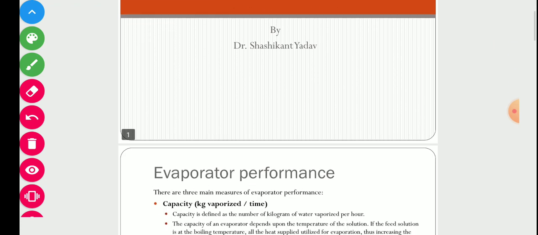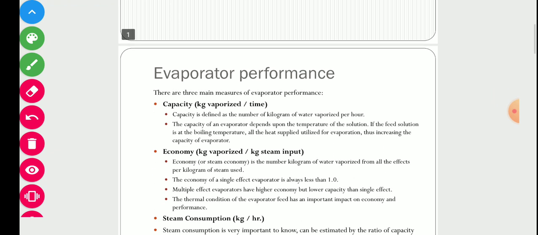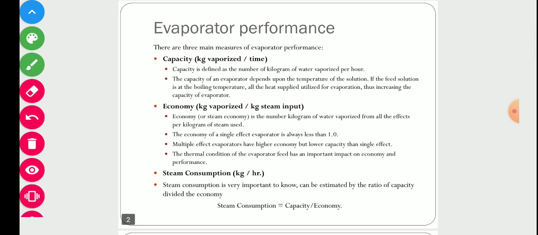Good morning. In the previous lecture we have discussed different types of evaporator used. In this lecture we will discuss how to evaluate the performance of an evaporator. There are mainly three parameters. One is capacity, the second one is economy, and the third one is steam consumption. We will discuss all three parameters one by one.